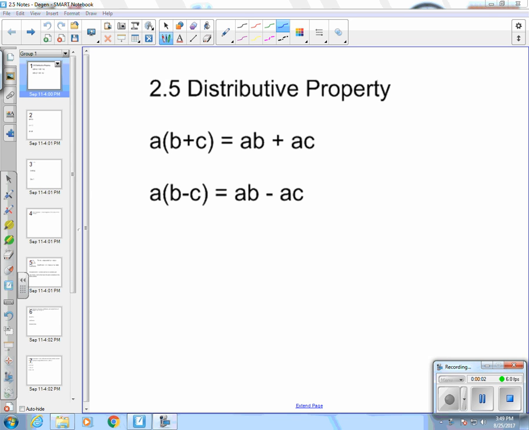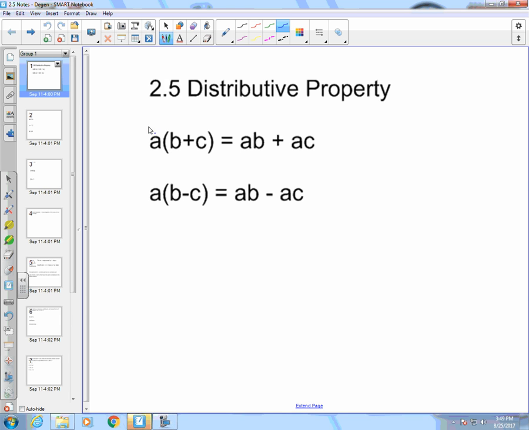Today we're going to be working on section 2.5, which is the distributive property. Please notice that I have two things written on the board, A times the quantity B plus C, which means that A times B plus A times C. And I also have A times the quantity B minus C.